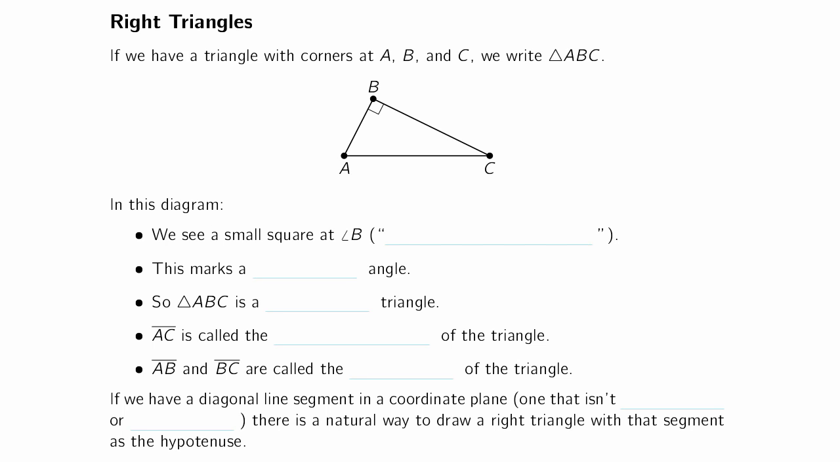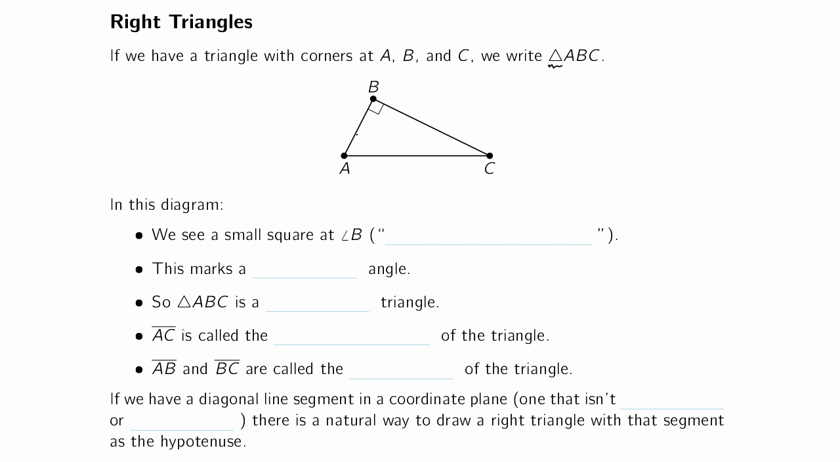Another concept from geometry that we're going to use heavily in coordinate geometry is the idea of a right triangle. Now, what is a right triangle? Let's review a little bit of notation again first. If we have a triangle whose three corners or vertices are at points A, B, and C, we call it triangle ABC, and we write a little triangle followed by the letters A, B, C.